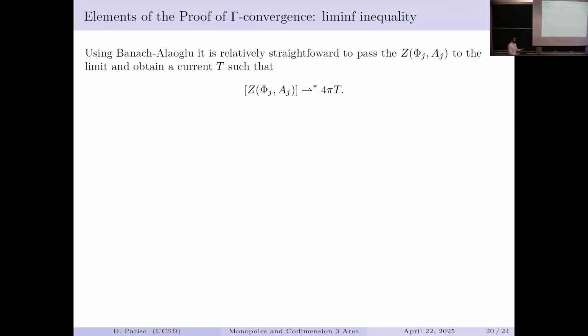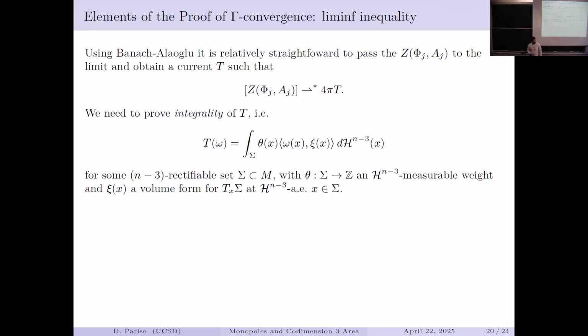So the limit inequality, as I mentioned a couple of times, extracting a limit is relatively straightforward, right? Because if we take a family of sections and connections with uniformly bounded energy, then just by Banach-Alaoglu, by duality, it is relatively straightforward to obtain a limiting current. So in particular, we have the existence of a current T satisfying this. The actual hard part of this work, or at least of the first theorem, is to prove that this current is an integral current. So in particular, that this current takes the following form, where theta is integer valued.